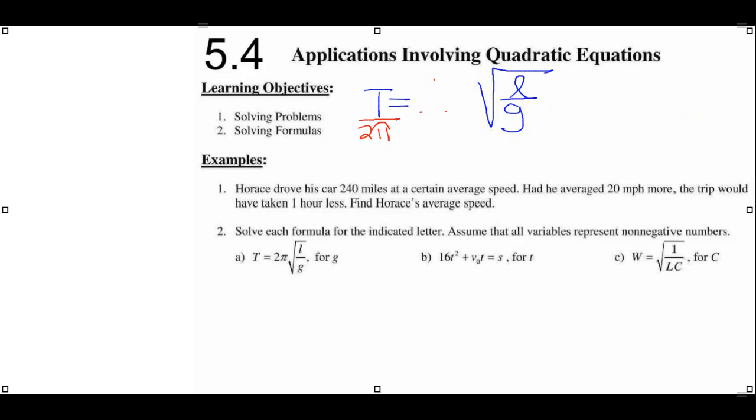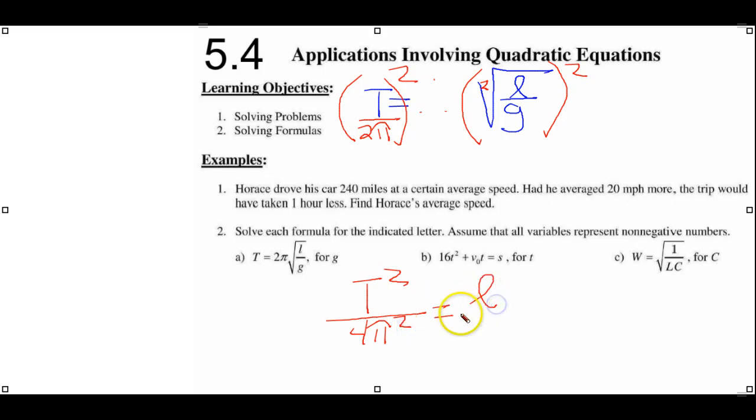Now, a technique that we've worked on, how do we get rid of a radical sign? Well, if the index number is 2, we just raise it to that index number. That is, we square both sides. Now, when we square this, and I'll put it down here, we get t squared, and we square that. That's going to be 4 pi squared equals L over G. When we square this, it just becomes the radicand.